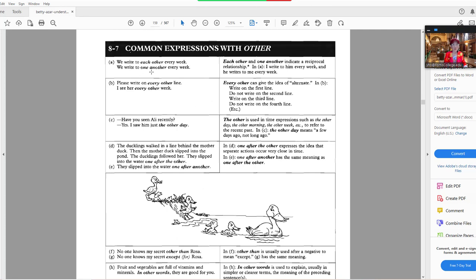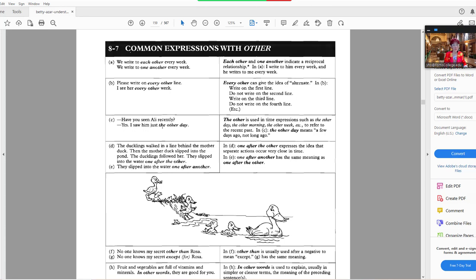We write to each other every week. We write to one another every week. Each other and one another indicate a reciprocal relationship. Please write on every other line. I see her every other week. Every other can give the idea of alternate.